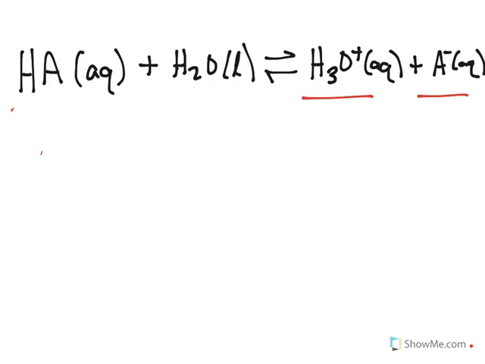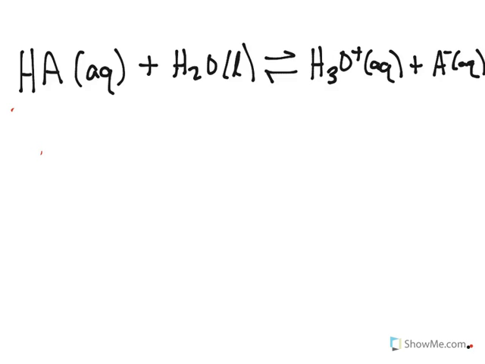So since this is establishing an equilibrium, that tells us that this HA here is a weak acid. If it were a strong acid, we would see full dissociation. In other words, the reaction would only progress to the right. There would be no equilibrium to set up.